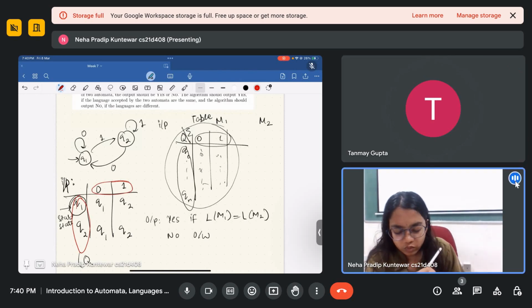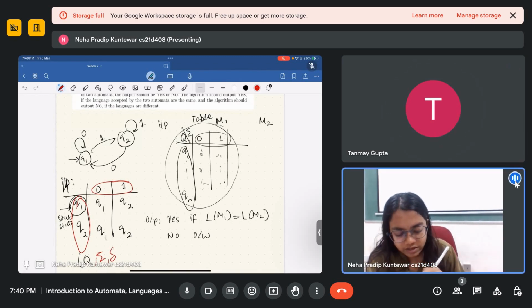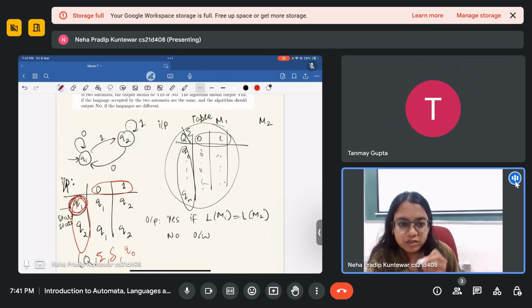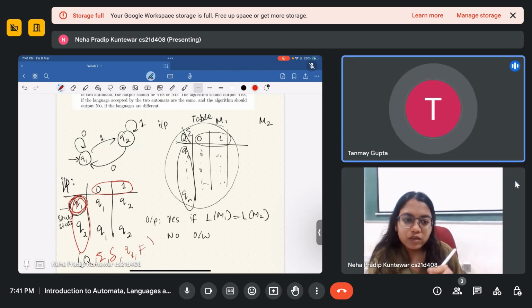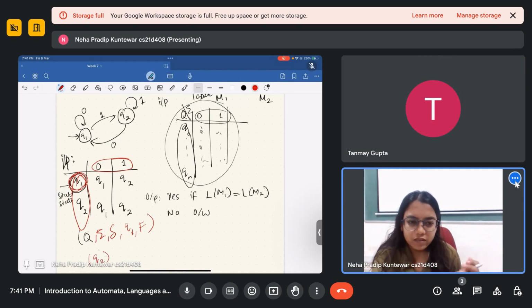Yes. So Q is done, sigma is done, delta is also done, because what we have drawn is essentially the transition. And the start state is also done, because I'm saying, just assume that the first entry here will be the start state. So Q1, in this case, is the start state. And I just need to tell you the final states. So I will just tell you one subset. I'll just write one more row and say that Q2 is the final state.